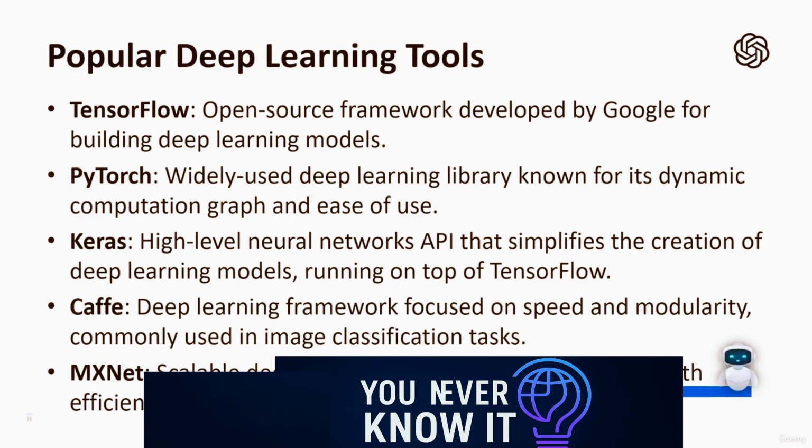Caffe: a deep learning framework focused on speed and modularity, commonly used in image classification tasks. MXNet: a scalable deep learning framework optimized for both efficiency and flexibility. So whenever you are learning some tools, whether AI or any other, you always have to be flexible for extending your projects, which is highly required.